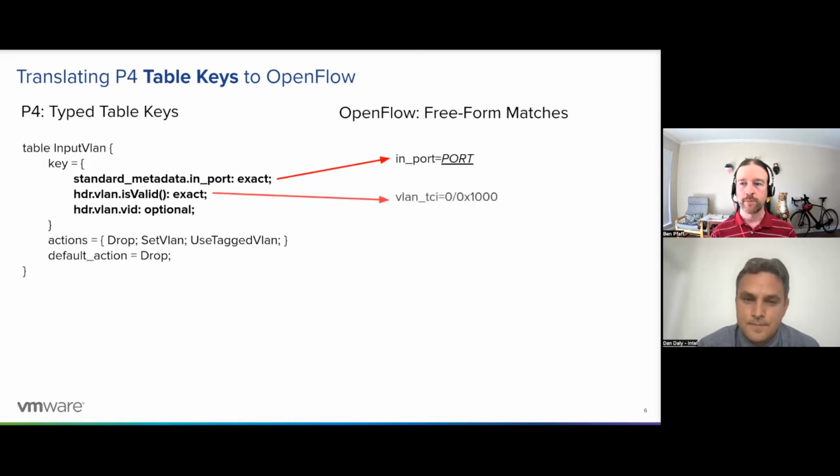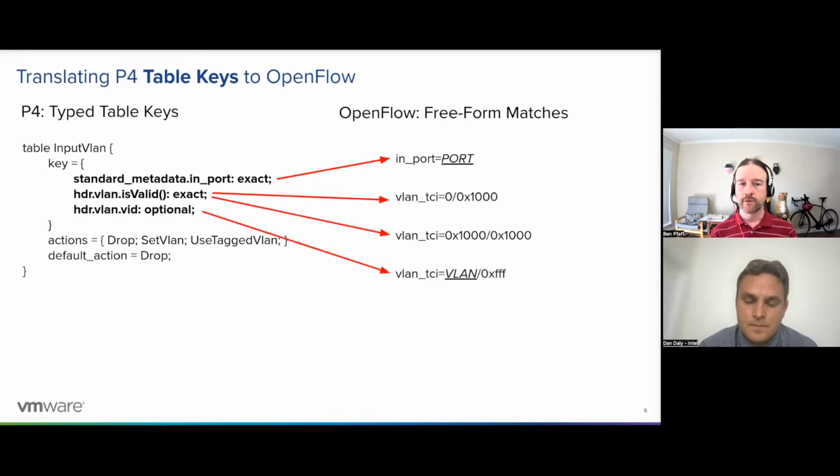P4 can match on arbitrary expressions, like on whether a header field is valid. OfP4 is smart enough to deal with this in simple cases. Like here, a match on whether there's a VLAN gets translated into an OVS match on the VLAN present bit, either that it is not present, like that one, or that it is present, like this one.